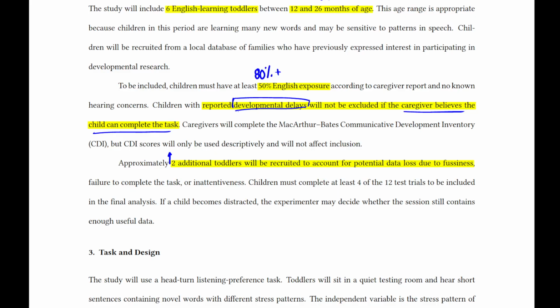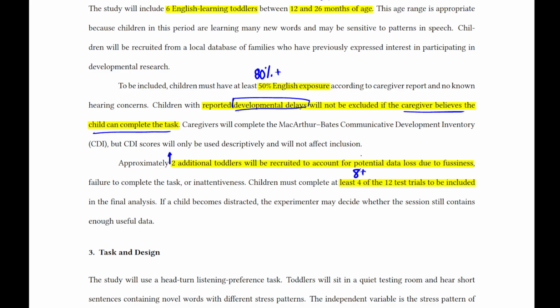Okay, children must complete at least 4 of the 12 test trials to be included. This is too little. If we could get 8 plus, that would be ideal, but less than half. In fact, this is a third at this point. This is a little bit too low to be included. There may be certain experiments where you're testing like a very specific population of children where 4 out of 12 would at least give some information and be useful. But considering these are just 18-month-old English learning infants, we can have higher criteria for this.